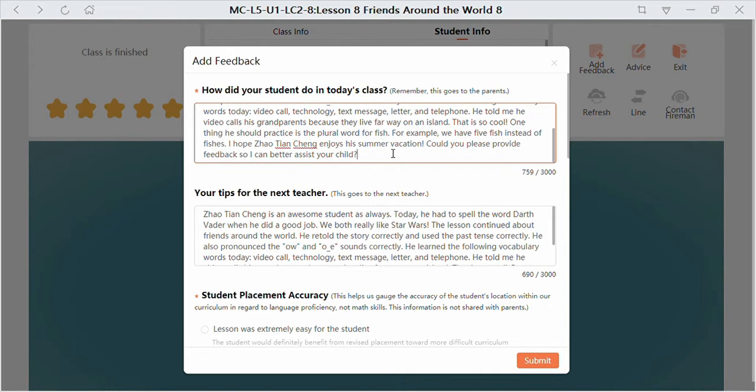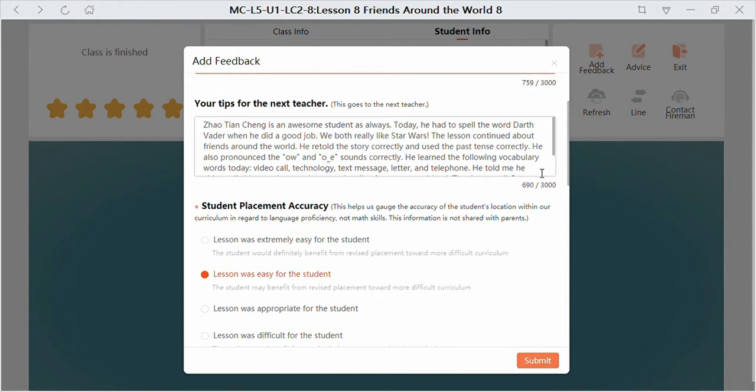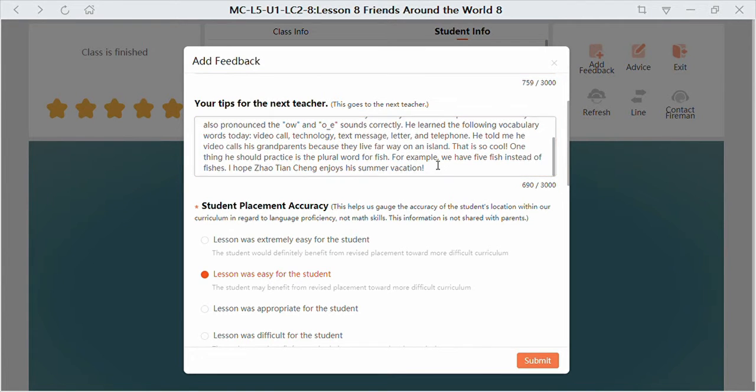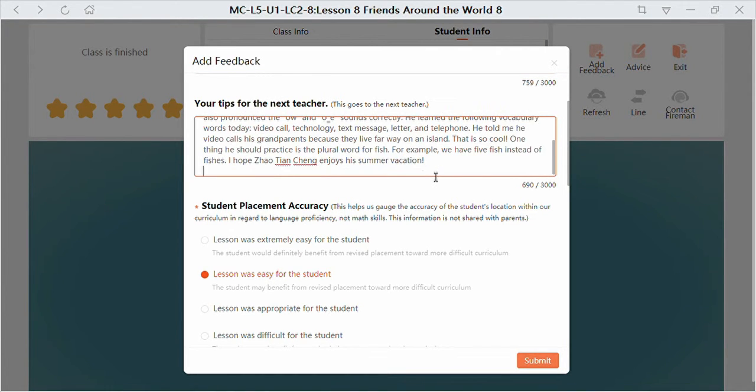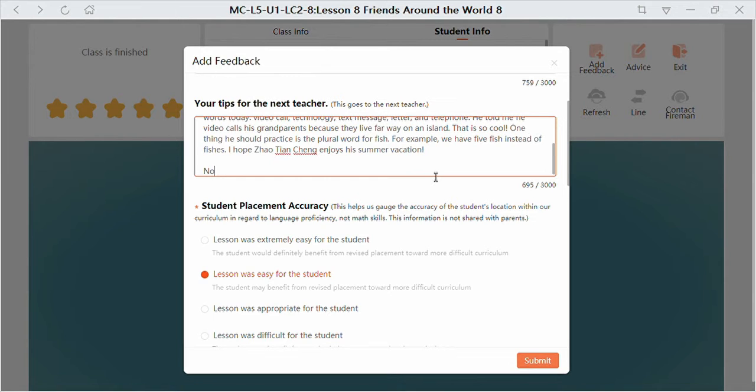And then I always leave off with, I would love to teach your child again, or could you please provide feedback so I can better assist your child, or something like that. And then you come down to your tips for the next teacher. Usually what I do is I just copy and paste. Sometimes what I'll do is I will write a note and put a note right here and say, if possible, start the lesson a couple of minutes early. The student understands the information, but he is a slow reader. I might write that on there.